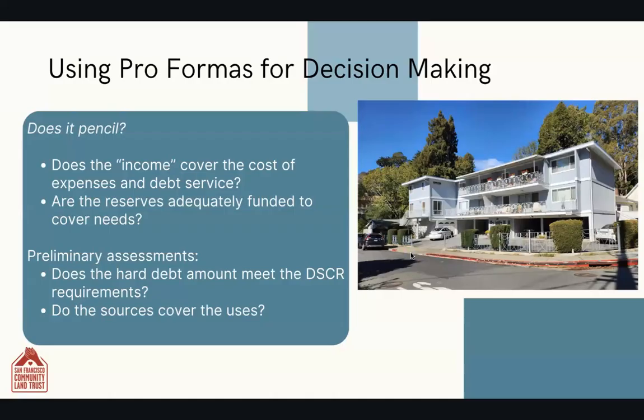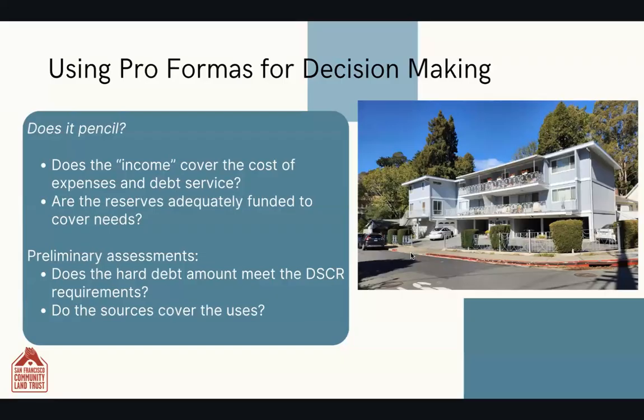Okay, and now we've made it to the final concept of the pro forma, which is how can we use this to make decisions? I've kind of touched on this, but let's get right to it. This is the question that people in real estate will always be asking, and it is, does it pencil, right? And that just means, is this building going to be financially sustainable for the next 20 years? We're hoping it continues after 20, but we're only assessing it in a 20-year period.